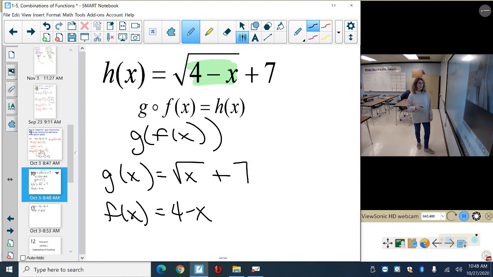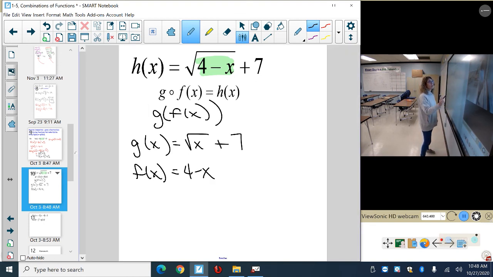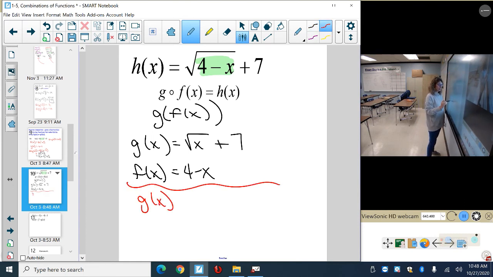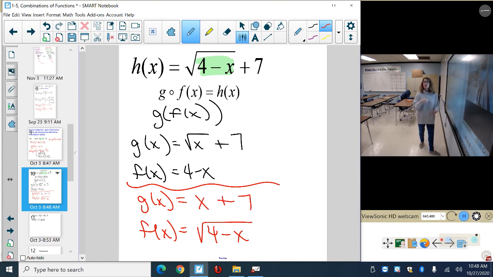Is that the only thing that could have worked? Nope. Another thing that could have worked is make the whole thing 4 minus x and then make this x plus 7. There's multiple solutions to this. Okay, so you're just going to work from inside out.